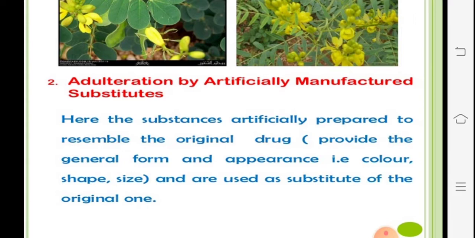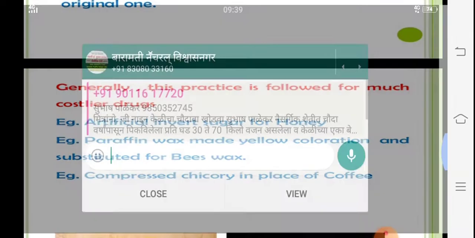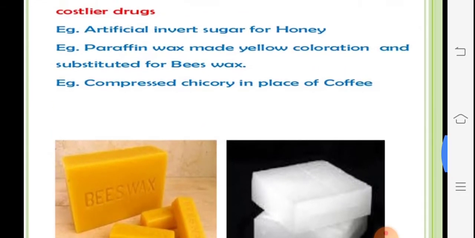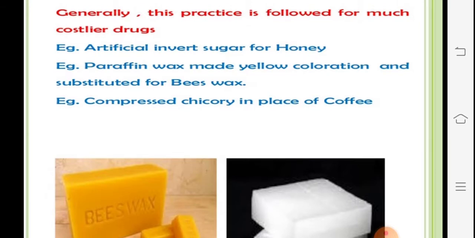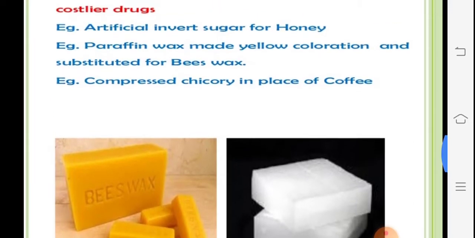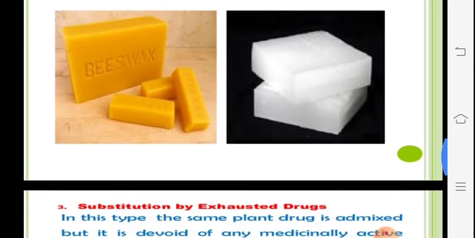Then these different substituents, artificial addition, provide the color; shape and size are generally similar, therefore they are easily added into the leaf drug. General practices show the artificial addition. Suppose color: as we know, chicory is placed in the coffee. Then there is the green bee wax, paraffin wax, which is colored and added into the bee wax, right?